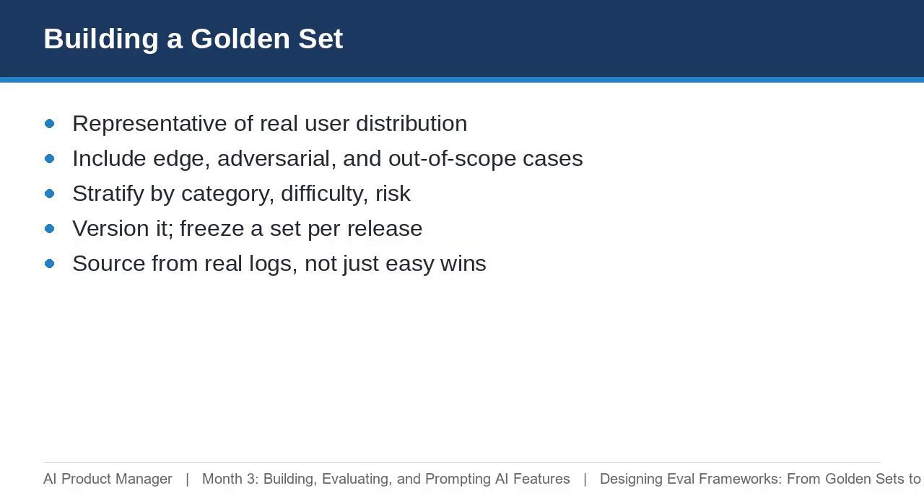A golden set is your benchmark. Quality beats quantity. 50 to 200 well-chosen cases often beat thousands of random ones. Make it representative of real usage, but deliberately include edge cases, ambiguous, adversarial, empty, and out-of-scope inputs. Tag every case by category, difficulty, and risk so you can analyze by slice. Store it as versioned data and pull from real, anonymized logs and support tickets, not just the inputs you already know the model handles well.